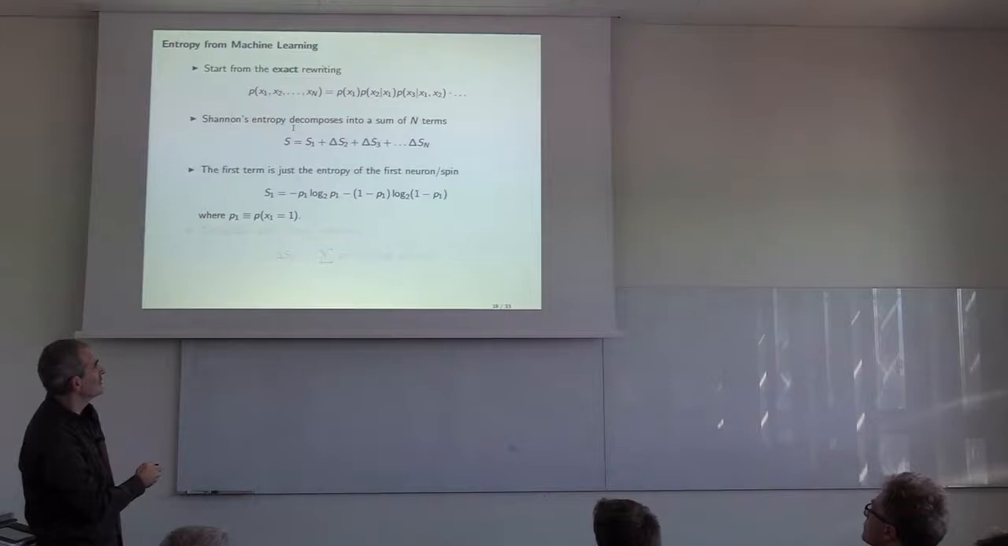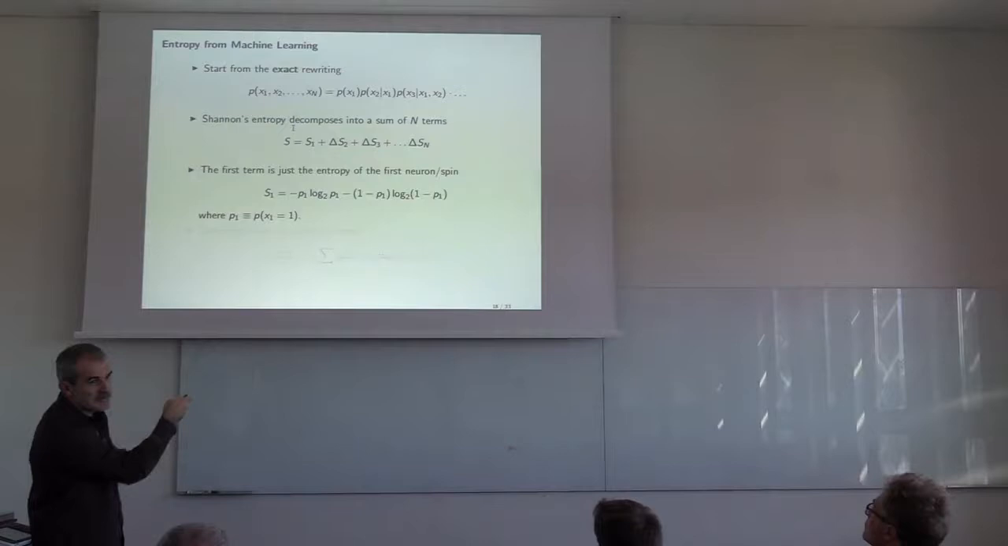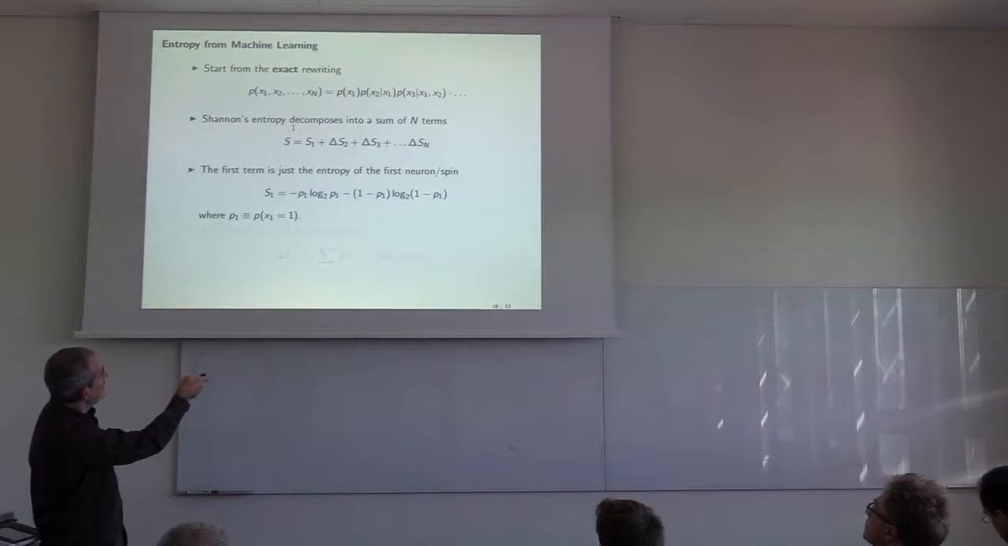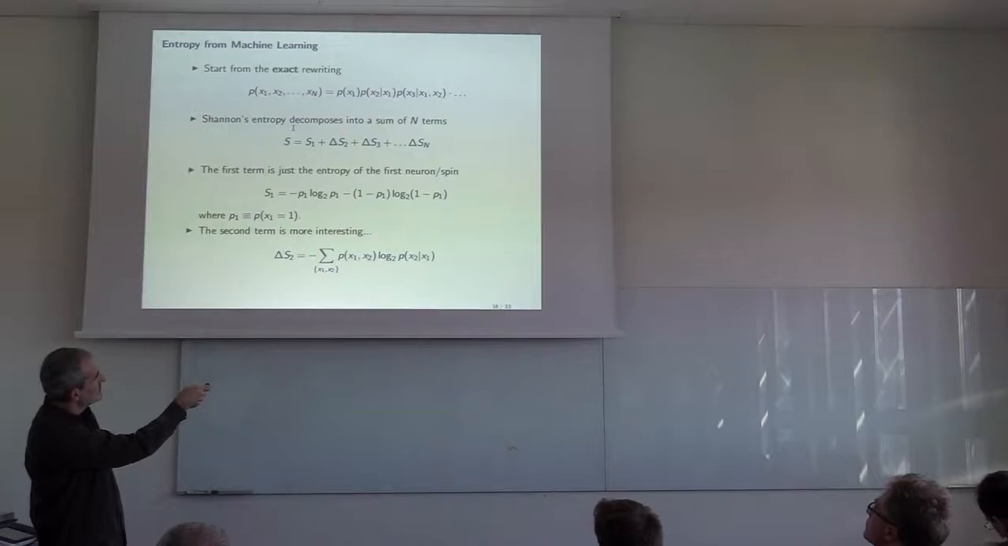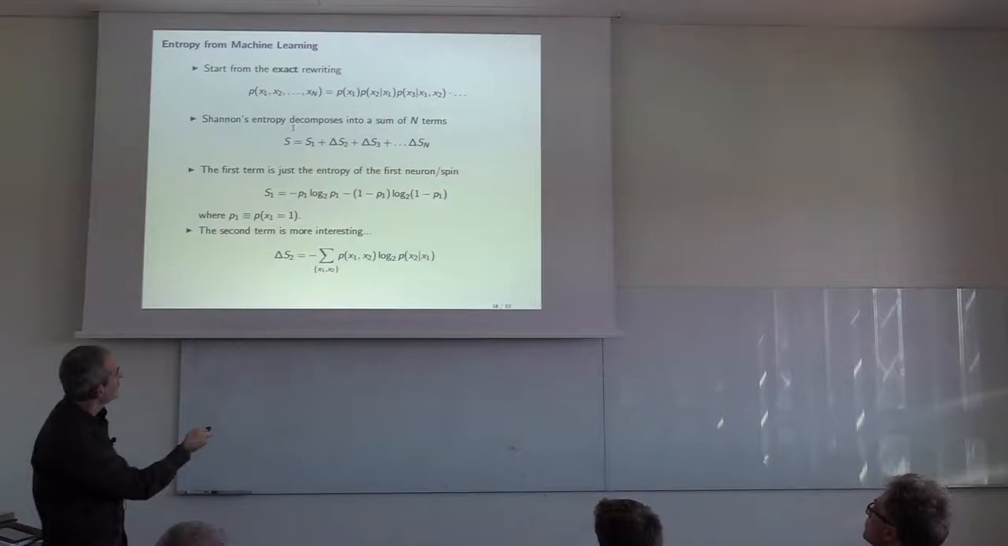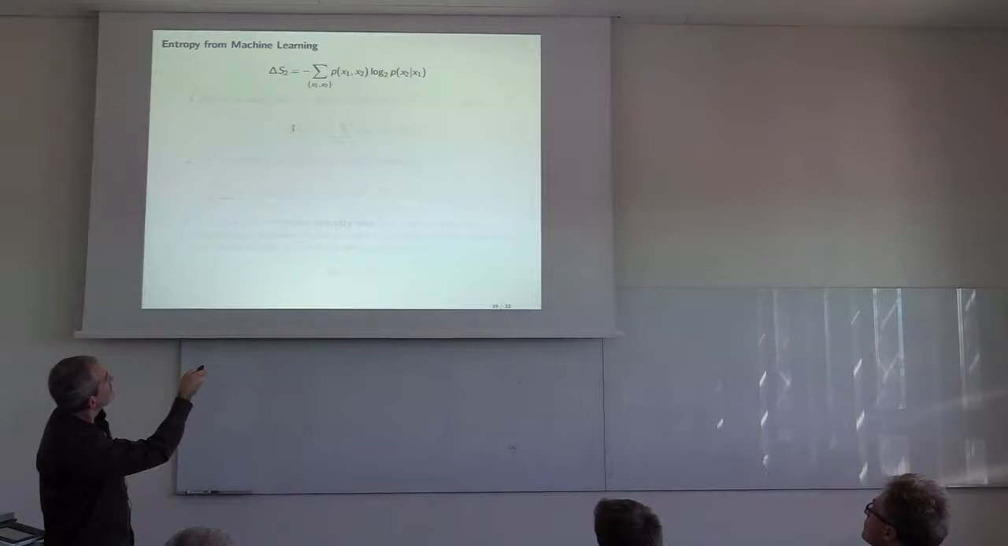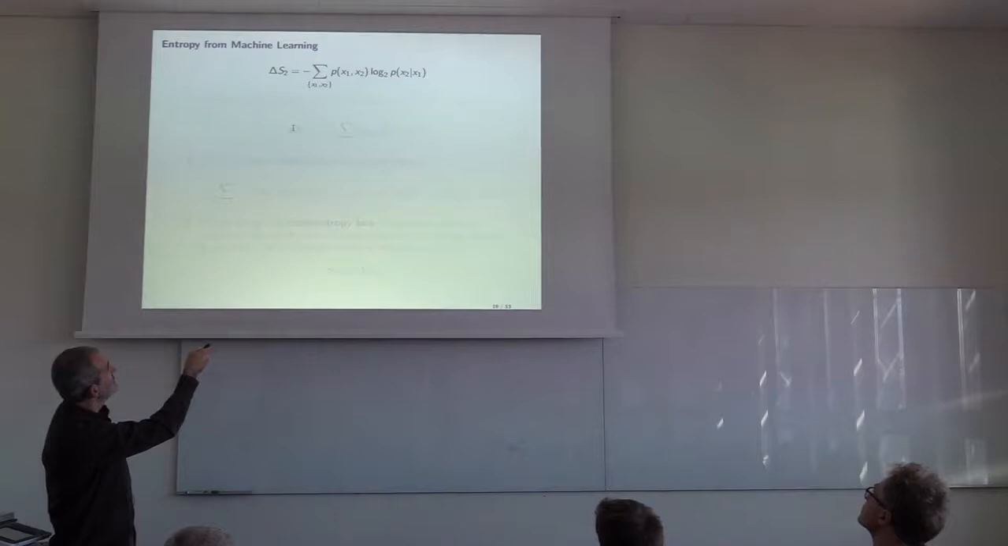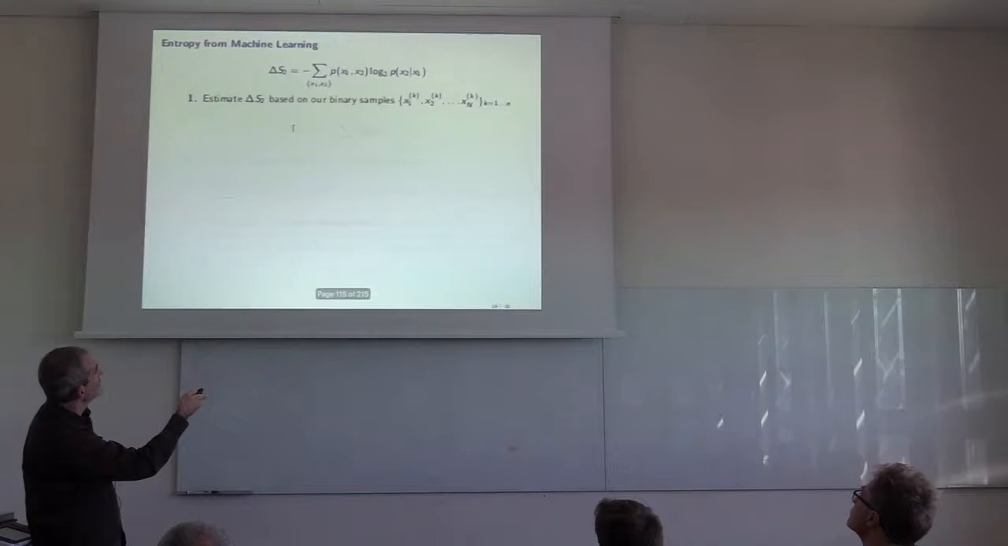What's more interesting is the second term. The following ones have the same structure, so I'll just describe the second term in more detail. The second term is given by a summation over configurations. Here we have the probability distribution of just x1 and x2, because all the rest are just integrated out to 1, times the log of this conditional probability distribution. So let us look at what this looks like. Since we have a summation over p of x1 and x2, it's very easy to estimate if we have samples. We just sum over samples the log.